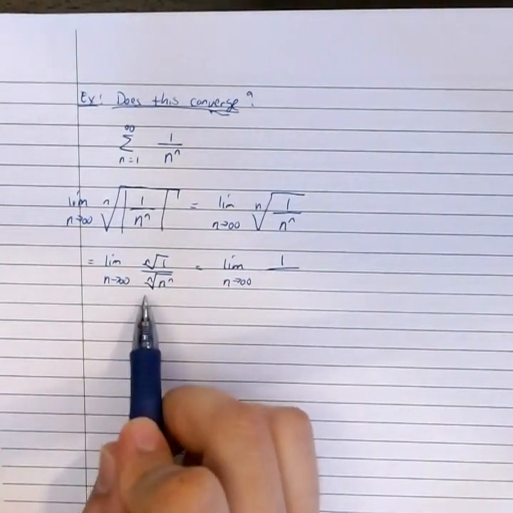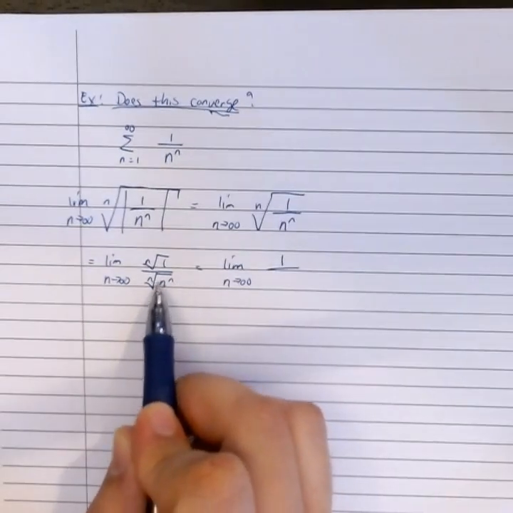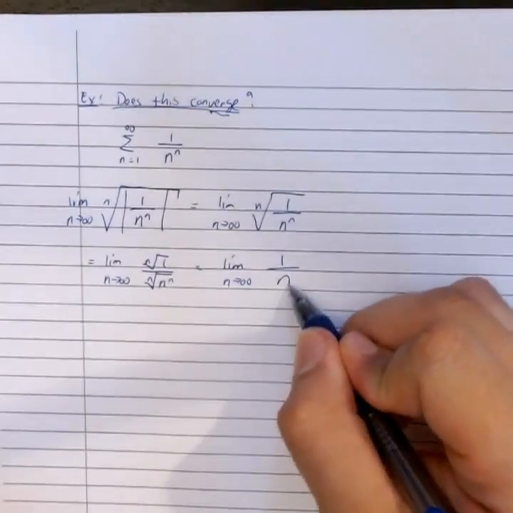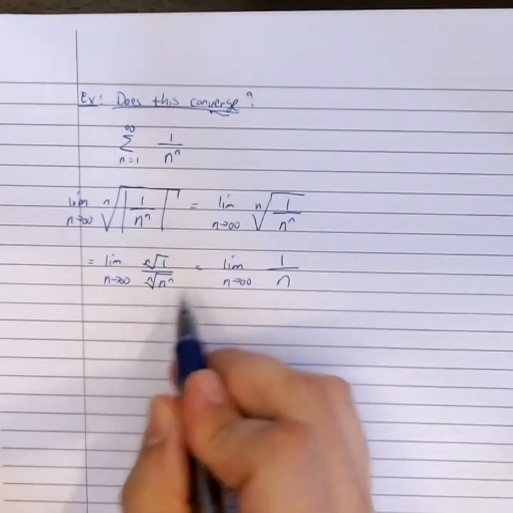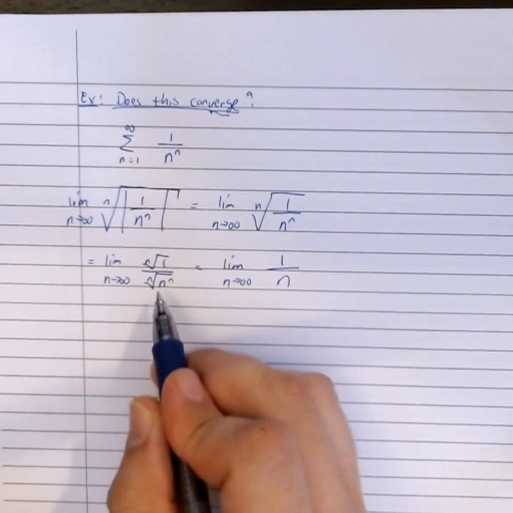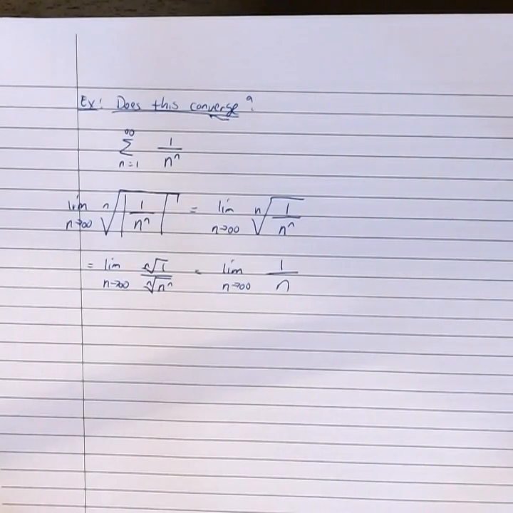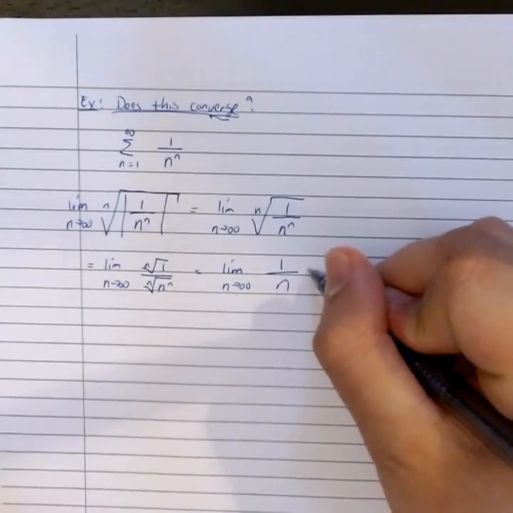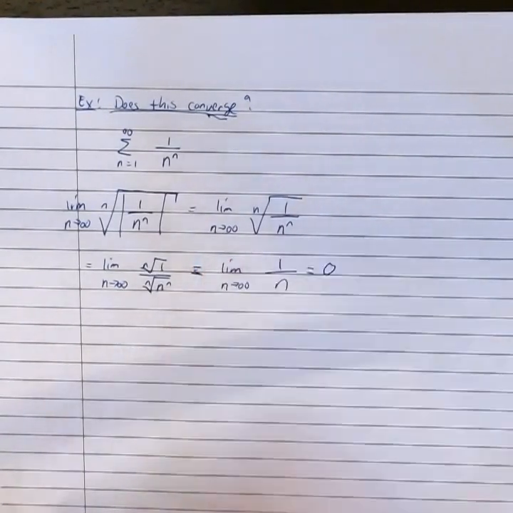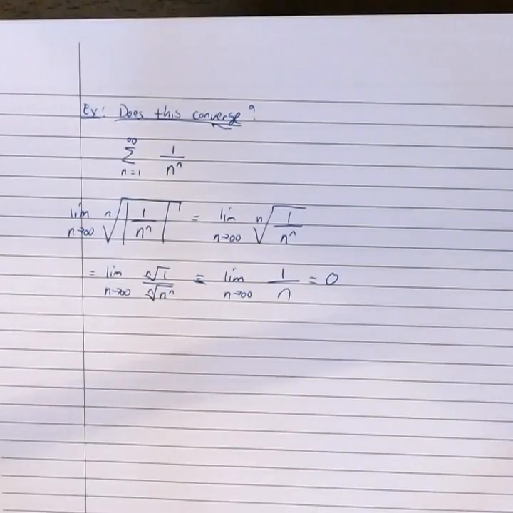And now the nth root of the nth power of n will leave me just n, right? The nth root and the nth power are inverse operations. So I just get this original base. Oh, but I know that. As n approaches infinity, 1 over n approaches 0. Oh, but now I'm done.